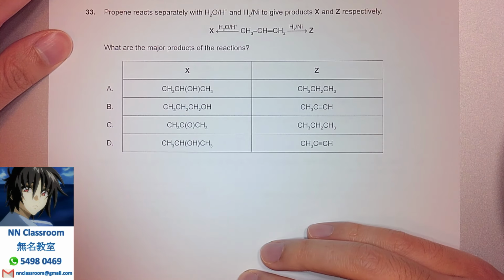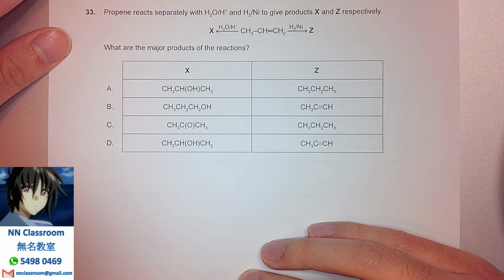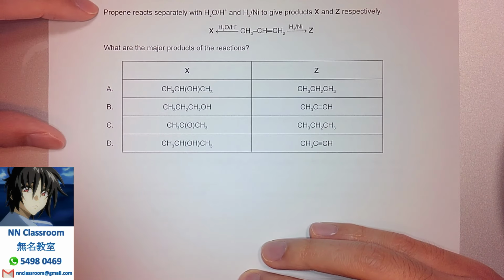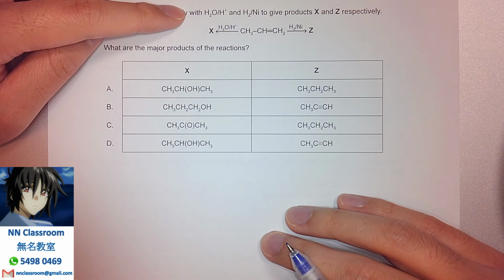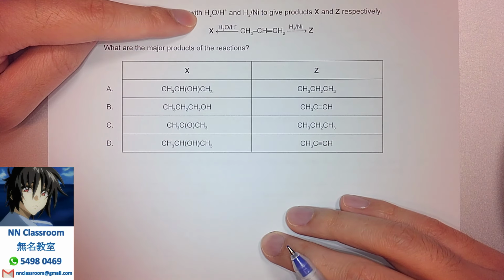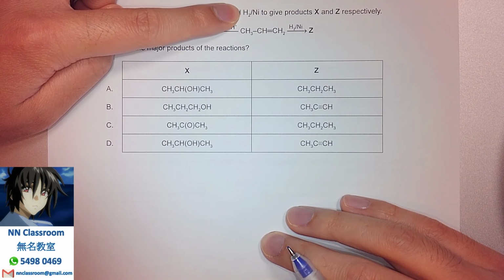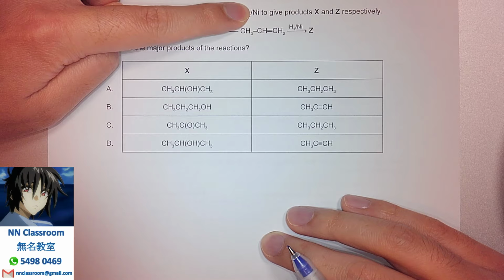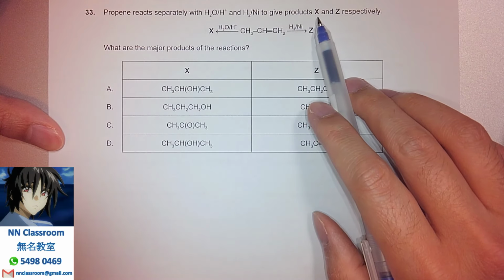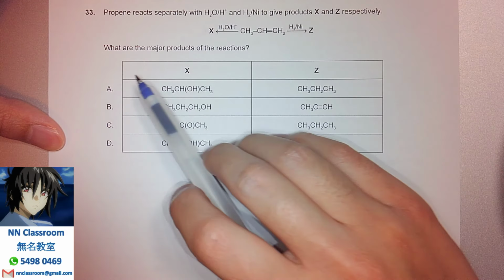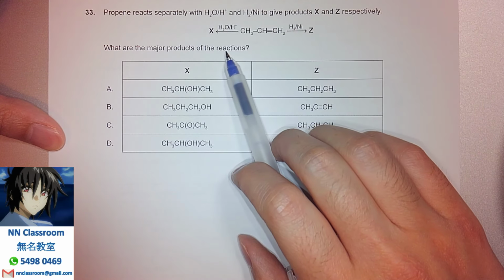Today I'd like to share with you a past paper question related to topic 10, Organic Chemistry, question number 33 in 2017, time zone 0, November paper. Let's see. Given, propene reacts separately with water in an acidic medium, and on the other side, hydrogen gas using a nickel metal catalyst, to give product X and product Z respectively. So given this equation, what are the major products for those reactions?